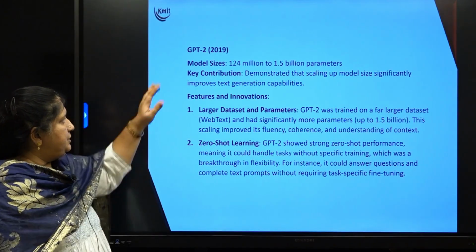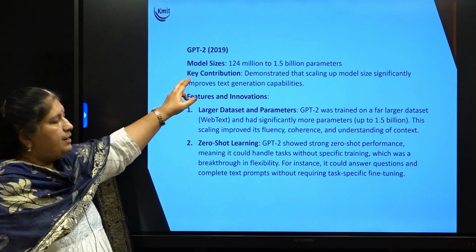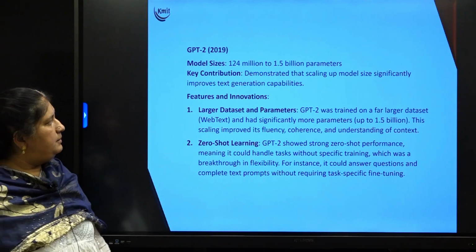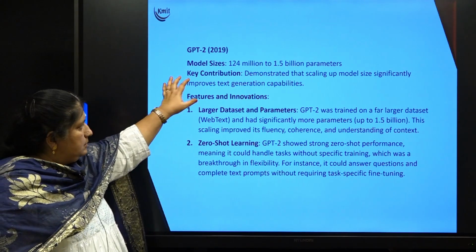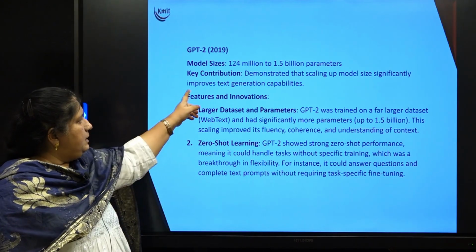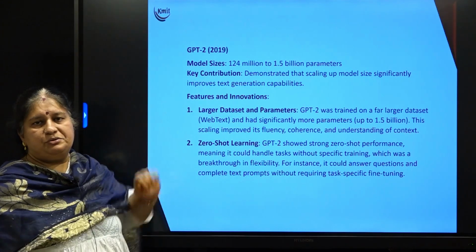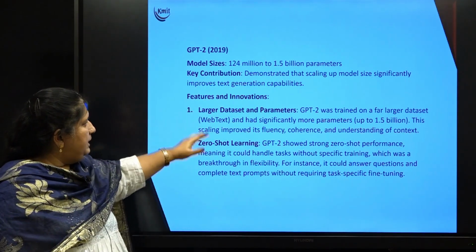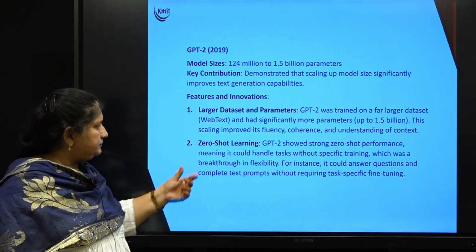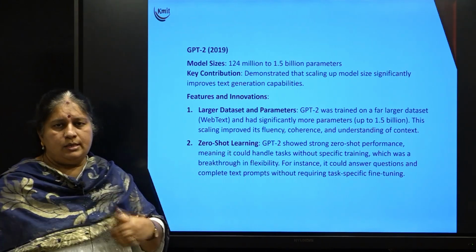GPT-2 was introduced in 2019. What is the model size it has got? 1.24 billion to 1.5 billion parameters, a bit increased scale of the data set. This improves the text generation capabilities, addressing the limitations of GPT-1. What are the major features? Larger data sets and parameters. And what is this equipped with? Zero shot learning. What is zero shot learning?